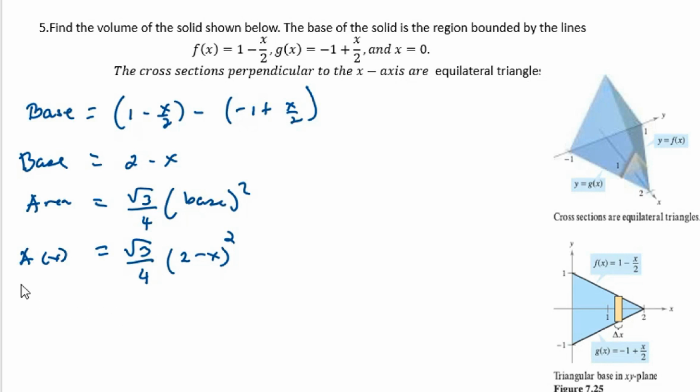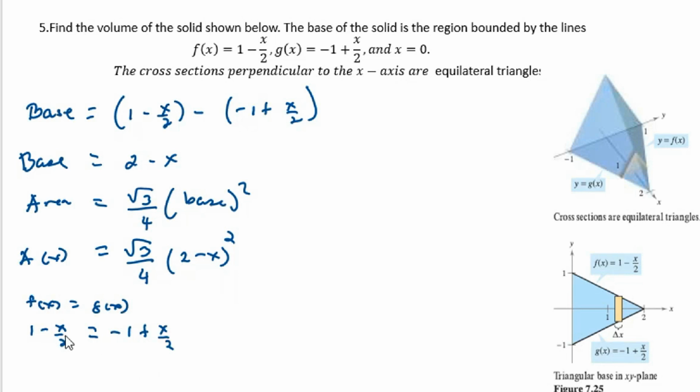From there, we are going to solve for our intervals. To solve for the intervals, we equate the two functions. We write f of x equals g of x, so we have 1 minus x over 2, the value of f of x, and the g of x, negative 1 plus x over 2.